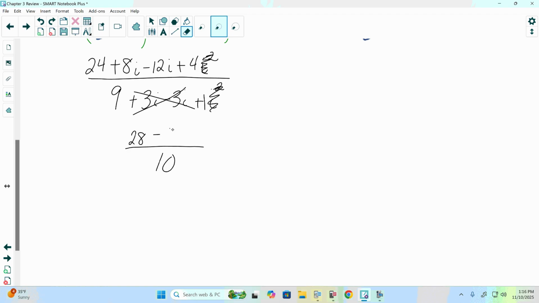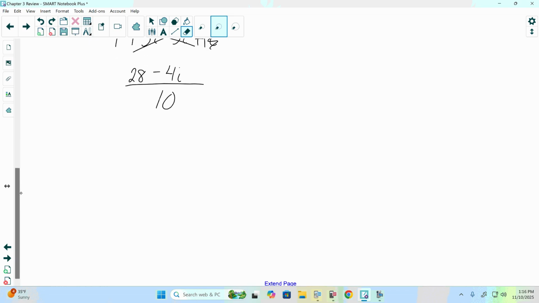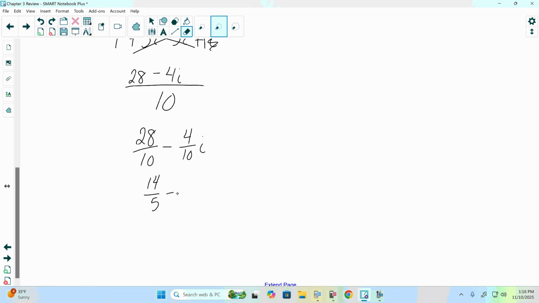8i minus 12i is negative 4i. Yes? Now, if we want to, we can break this up like the calculator did. And it tells us that it's 28 over 10 minus 4 over 10i. 28 over 10 would be 14 fifths. 4 over 10 would reduce to 2 fifths, telling us we have 14 fifths minus 2 fifths i, which is the exact same answer we got, yes? So we can do it by hand, we can do it in the calculator. Either one works.